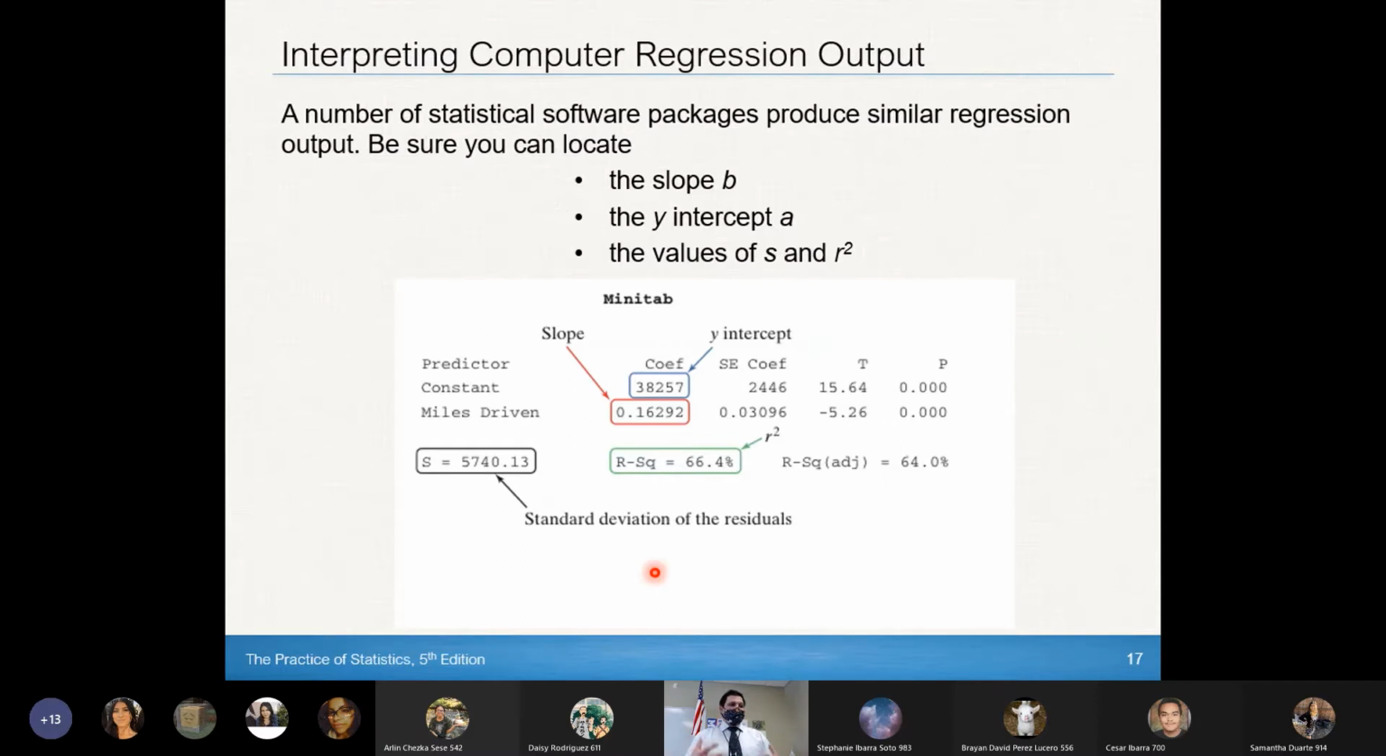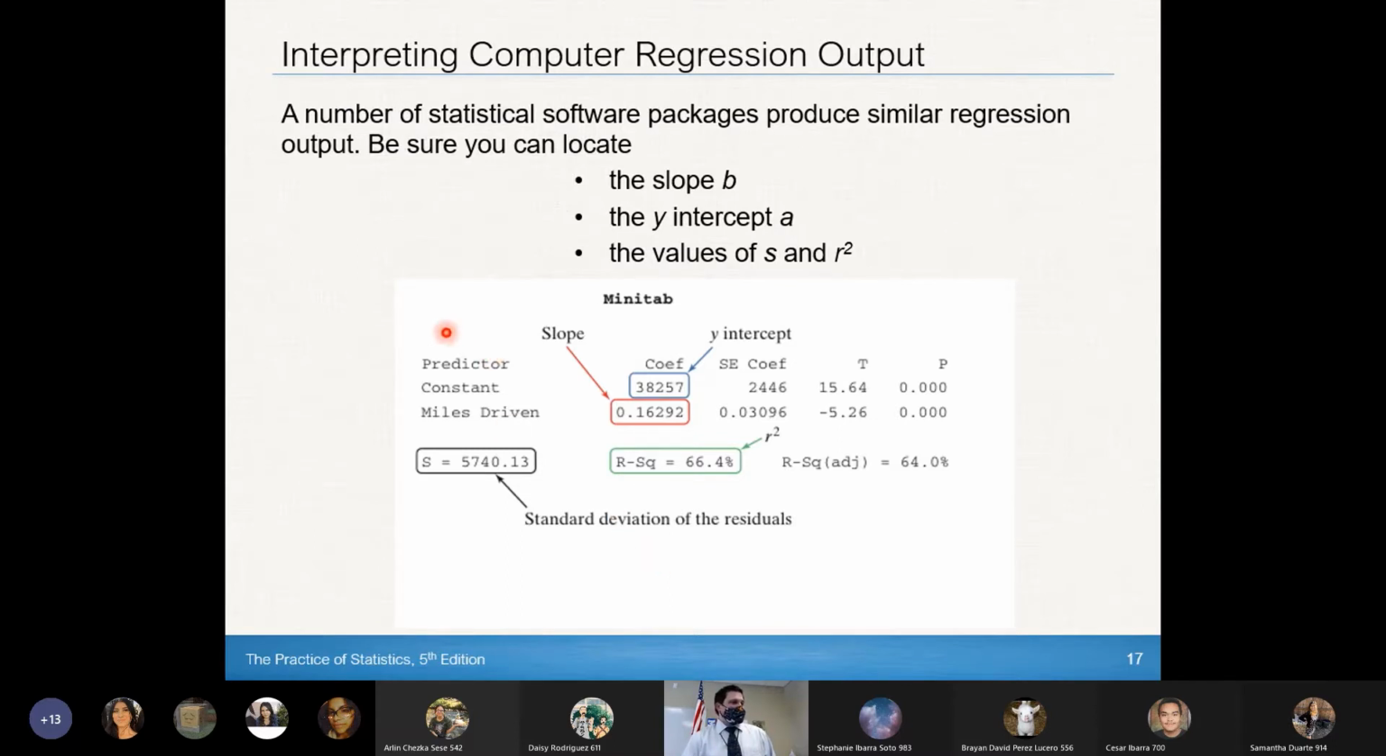The important thing is to be able to identify, as this says here, the slope, y-intercept, and values of s and r squared, given these computer outputs. These are things you might see on an AP exam or other different examples. You just need to be able to find those values so you can then interpret them, use them to make a prediction, something like that.